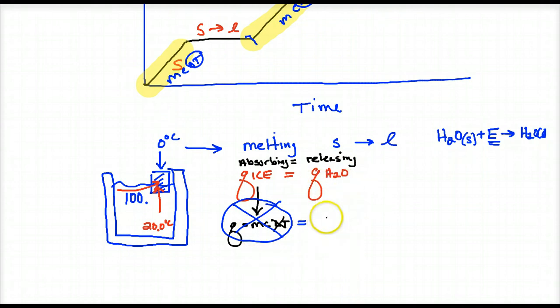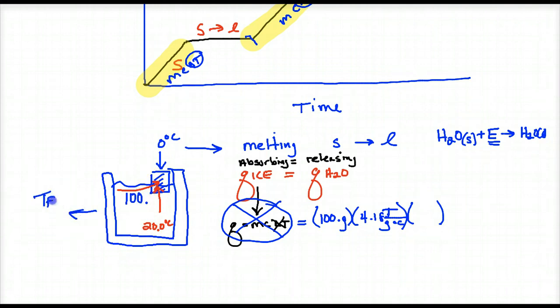So because Q is mc change in T, I have 100 grams of water. We know the specific heat is 4.18 joules per gram per degree Celsius. Make sure you write your units. And I'm just going to guess these values. We're just doing this as an exercise. And let's say the temperature went down 10 degrees. So it went from 20, and after I put the ice cube in, lo and behold, the final temperature, TF, equals 10 degrees Celsius. So 20 minus 10 is 10 degrees Celsius.